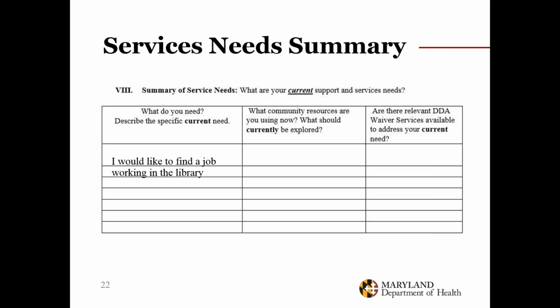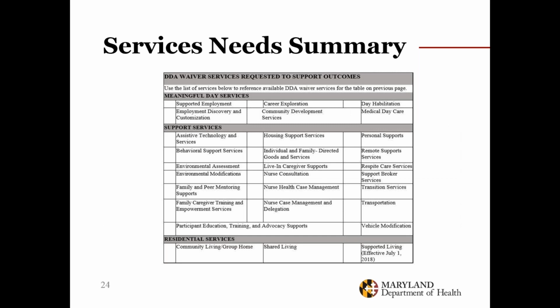In the first section, you should document what the person currently needs and wants. For example, this person would like to find a job working in the library. They inform you that they currently volunteer in the library on Fridays. You may have already noted this from completing the integrated STAR chart, so fill in their responses here. You will use the waiver services chart to identify what DDA waiver services address their current need. It will be important for you to be knowledgeable about what each one of these services provide so that you can pair their need with the appropriate service.